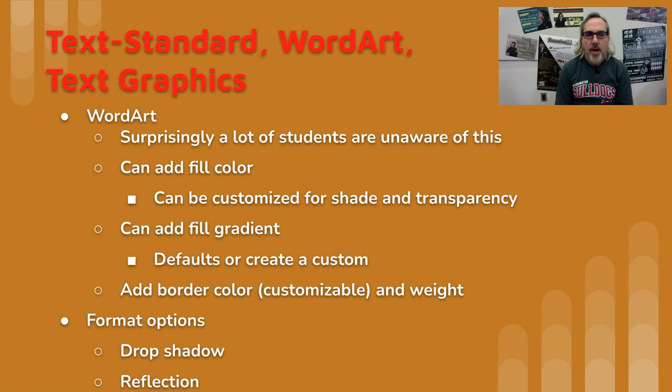So with word art, I have been constantly surprised at how few students are aware of this. With word art, just as you've seen with backgrounds and even with the text fill I just showed you, you can customize the color, add transparency to that color. You can also fill text with gradient, create custom gradients. You can add a border, adjust the weight on the border, and then you can add those format options of drop shadow and reflection. So let's take a look.